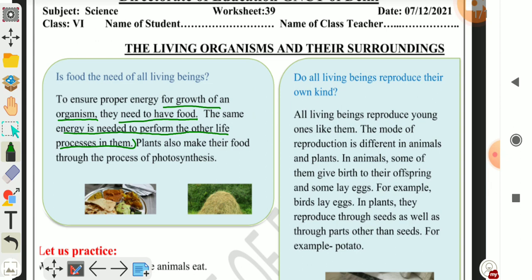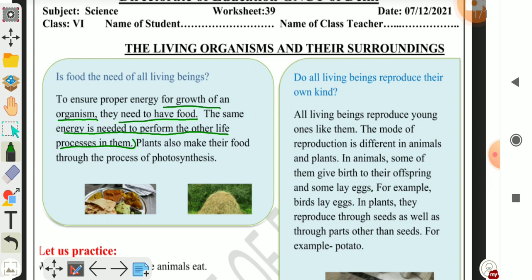So, first of all, we will discuss the common characteristics of living organisms. What are the common characteristics of living organisms? They need food, they respire, excrete, respond to their environment, reproduce, grow, and show movement. All these are the common characteristics of living beings or living organisms.